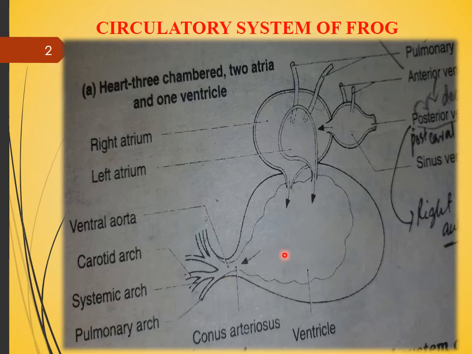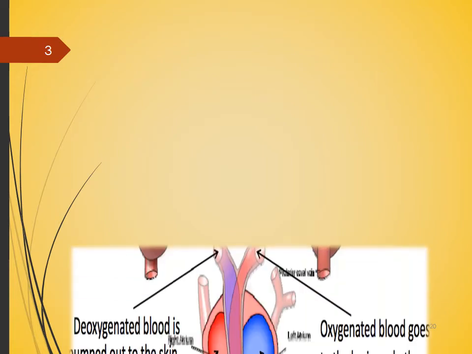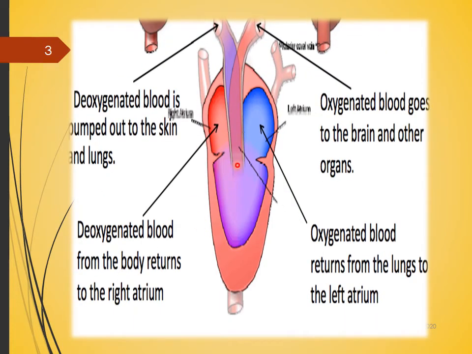The heart is at the ventral position, and it possesses the conus arteriosus also. It possesses the conus arteriosus here, and this is the ventral aorta we can see. Next, this is the internal structure, the complete heart of the frog. You can see here these are the internal chambers.